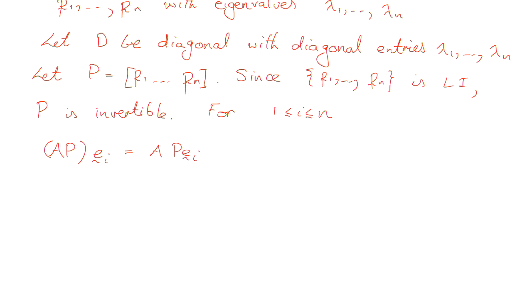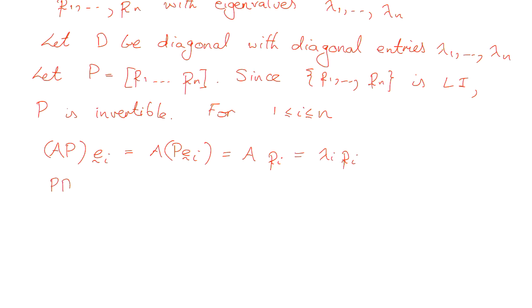So this is the AP times ei, but that's A times Pei. Pei is the ith column of P, which, by construction of P, is the vector Pi. Right? That's how we made the matrix P. And now we get to use the fact that Pi is an eigenvector with eigenvalue lambda i. That's as far as we need to go with AP. That's what the ith column of AP looks like. It's lambda i times Pi.